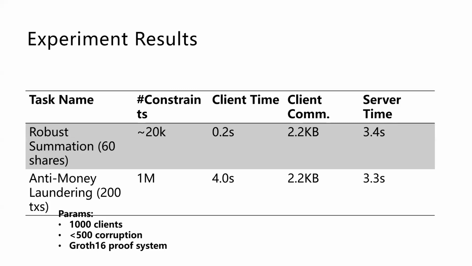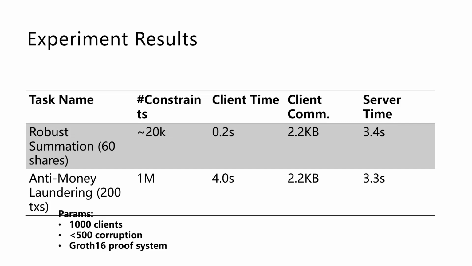We did some pretty early stage experiments on this, and we conducted two tasks. For the first one, we conducted a robust summation task. Basically, we're using the shuffle model to do summation. Let's say we have 60 shares, and we write the circuit, and the constraints compile to roughly 20K constraints. Each client takes only 0.2 seconds to generate a proof, and the client communication is very efficient, only about 2.2 kilobytes. The server time to verify those 1,000 clients only takes about 3.4 seconds.